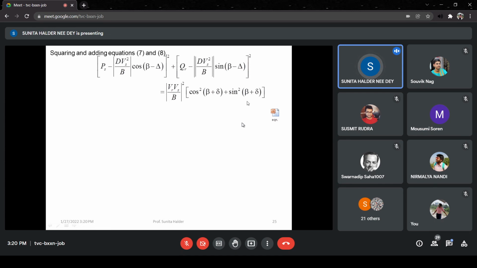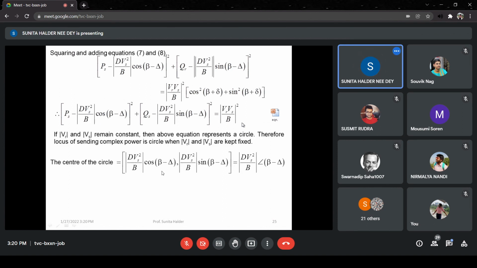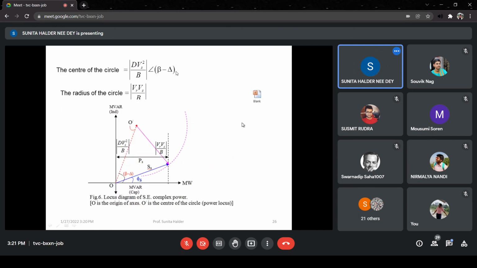Now since we have already done the receiving end power circle diagram very elaborately, we can readily draw the sending end power circle diagram. So the radius is VR VS by B, and the center is dV square by B at angle beta minus delta. Because the radius is minus A minus B, so it is minus Q. And the center is the same as for the receiving end power circle diagram, right? So the center is this much and the radius is this one.